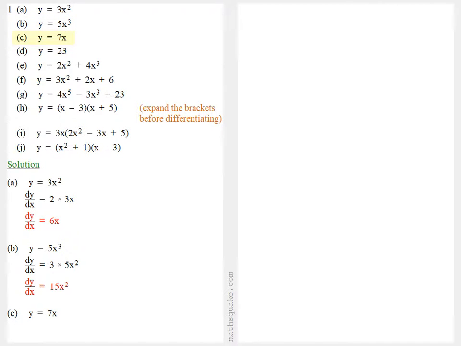In part C, we have y equals 7x. Now, that is y equals 7x to the power 1, which differentiates to give 1 times 7x to the power 0, or just 7. In part D, we've got y equals 23. Now, whenever you differentiate a constant, you just get 0. So dy by dx is equal to 0.